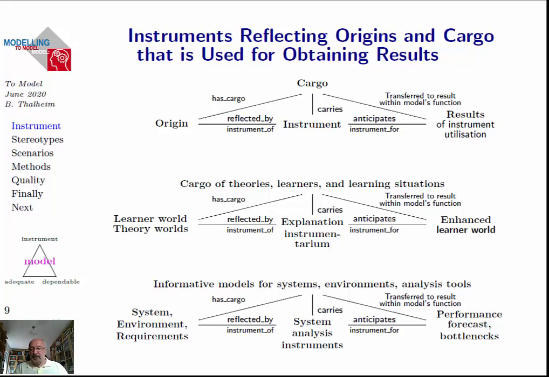In another scenario or another application, we could think of we are using models for system analysis. In this case, they are system analysis instruments. And in this case, we use informative models for systems, environments, and analysis tools to reflect the system, the environment, and the requirements. And we want to have an insight into the system behaviors. It means we would like to have a performance forecast, and we would like to see the bottlenecks.